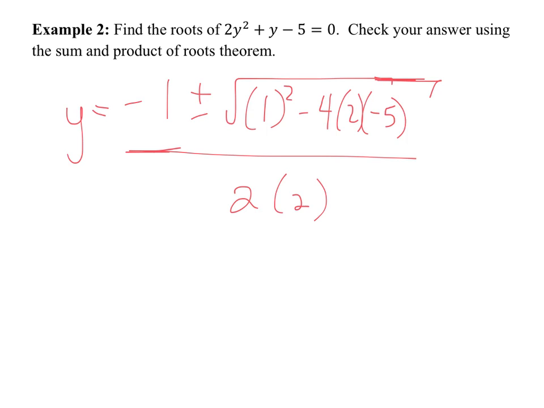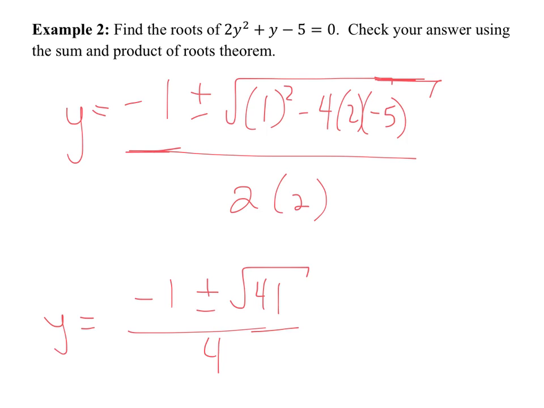Now, we're going to get negative 1 plus or minus the square root of 1 minus, what is it going to be, 1 minus 40 or plus, because we're going to get a double negative. 1 plus 40 to give us 41 there over 4. What do you recognize? The roots, again, are conjugates.